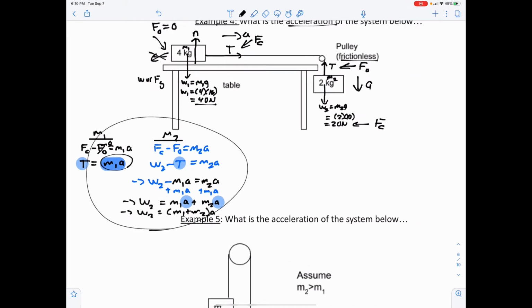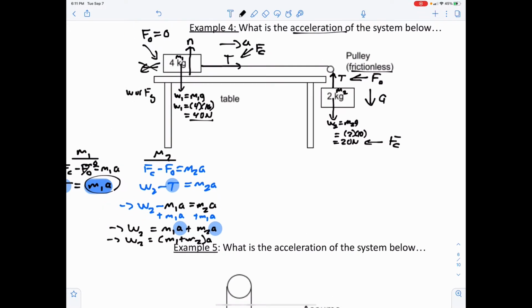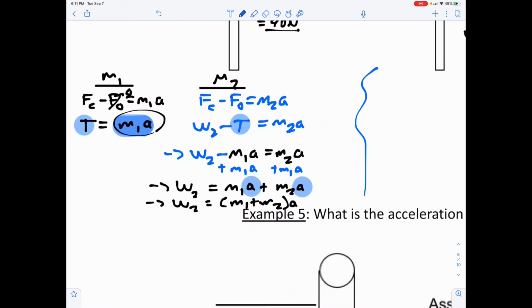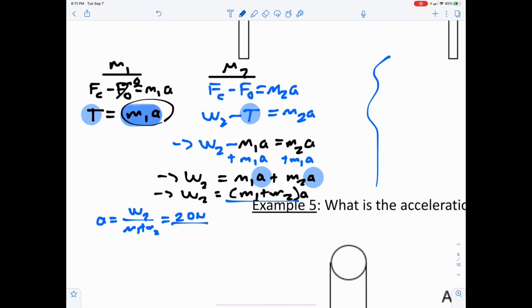Now, this was the long way to do it. And if that seemed kind of confusing, let me just tell you there's a much shorter way. Let me show you what that shortcut is now. The shortcut to get this exact same equation, and by the way, once we get to that equation, we divide by the sum of the masses to get acceleration by itself. So acceleration would be weight 2 divided by the sum of m1 plus m2, which is 20 newtons hanging over the edge. And the sum of the masses would be 6. That would be 3.3 meters per second squared.